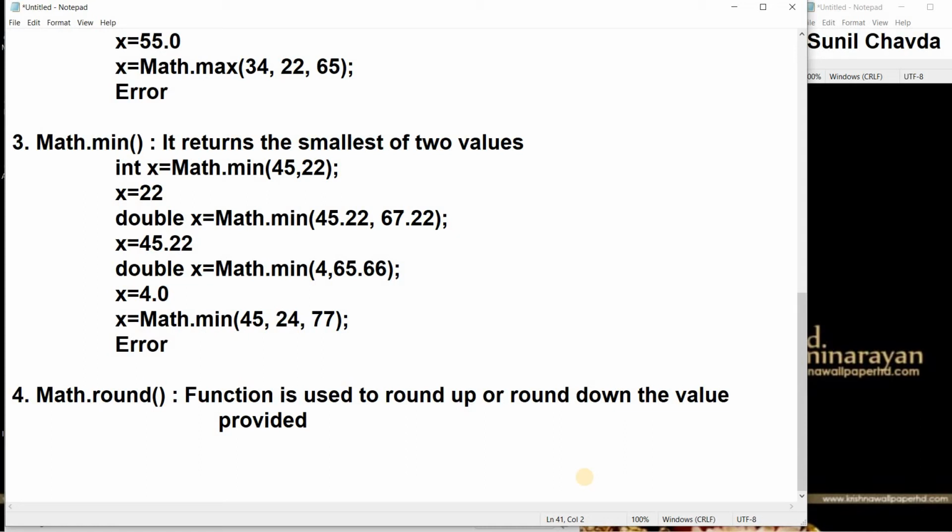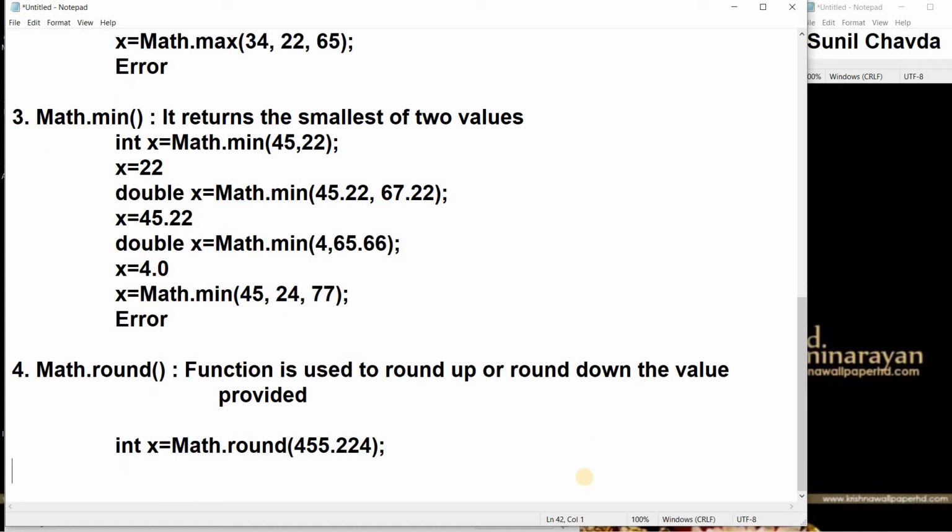Let us assume the value I am providing to Math.round is approximately this value. What kind of answer will Math.round return? It will always return the answer in the form of an integer. It will never return a double answer. And if you are providing a very big number, then it will give you the answer in the form of long.